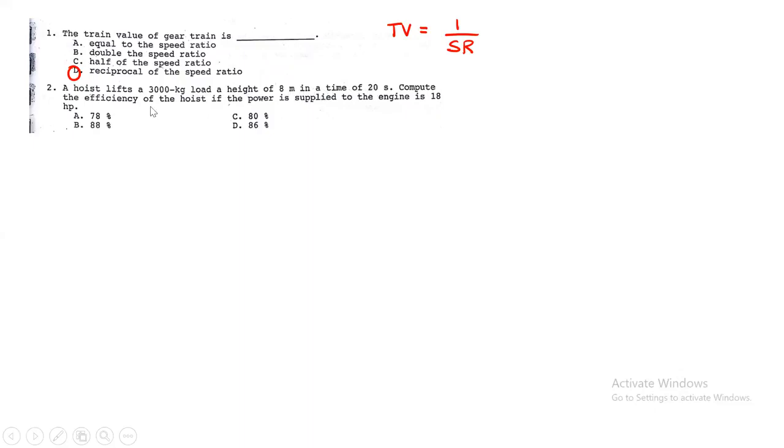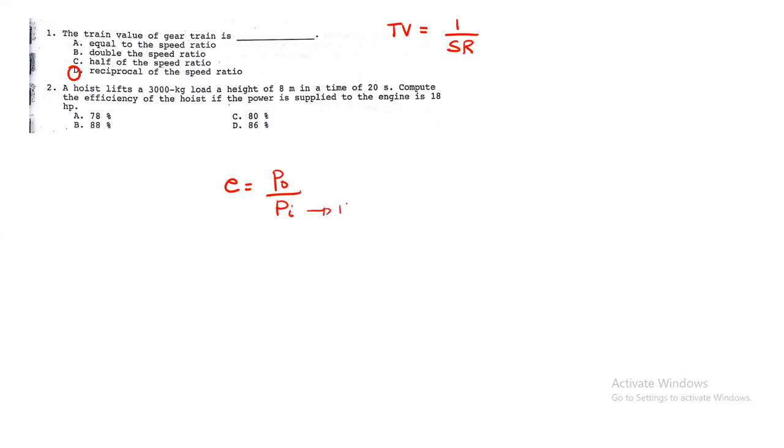The number 2, a hoist lifts 3,000 kilogram load at a height of 8 meters in a time of 20 seconds. Compute the efficiency of the hoist if the power supplied to the engine is 18 HP. So efficiency is equals to output over input. So power output over power input. So kunin natin yung power input dyan, meron siyang given, no? So power input, itong 18 HP.